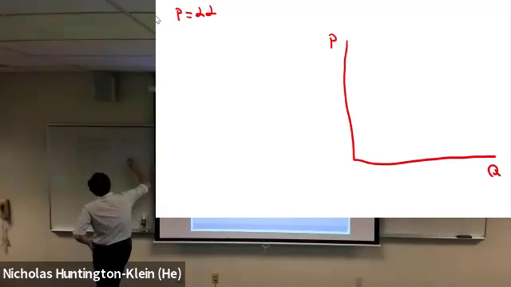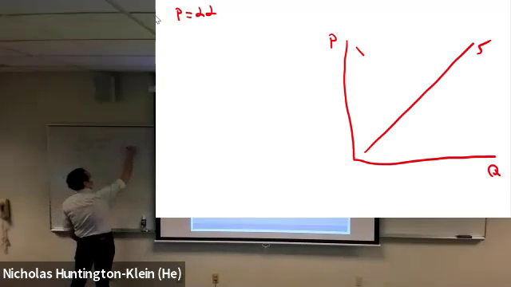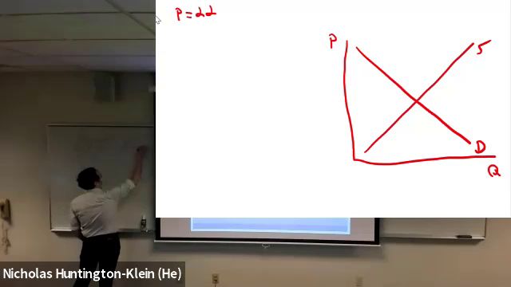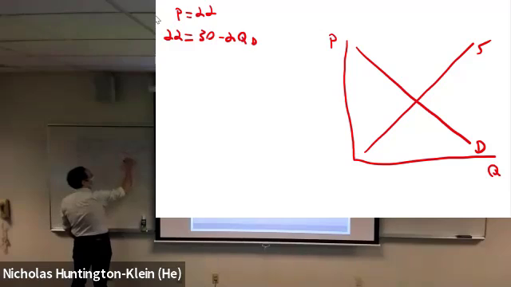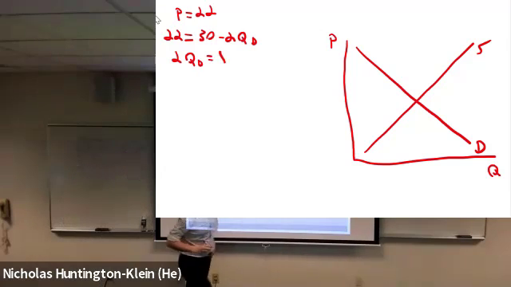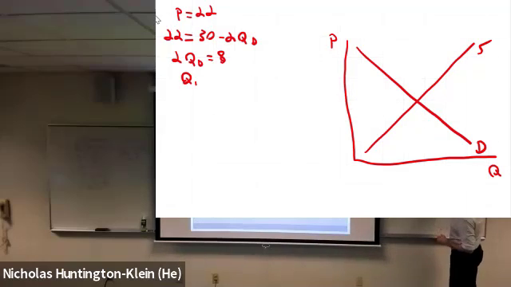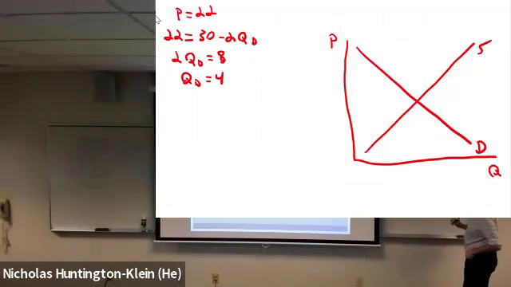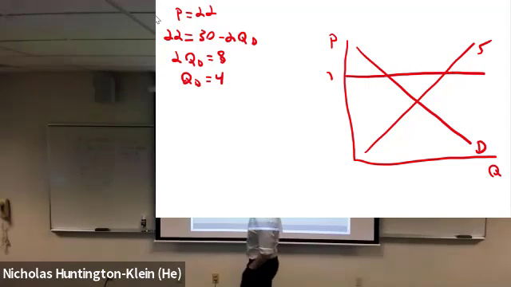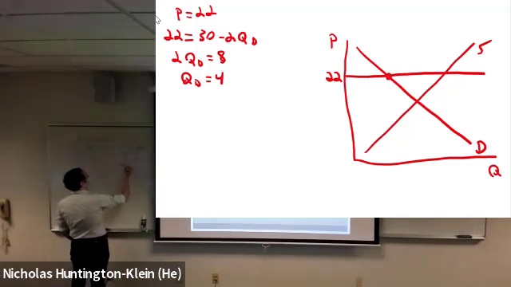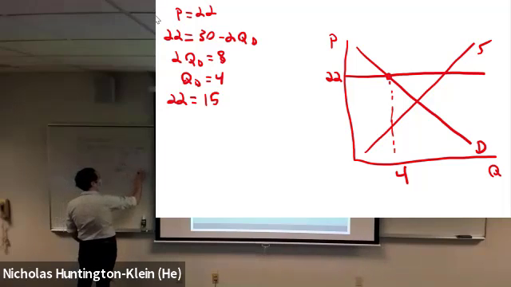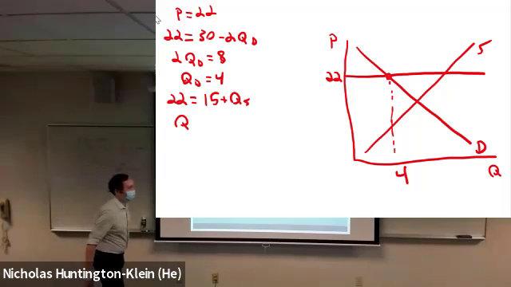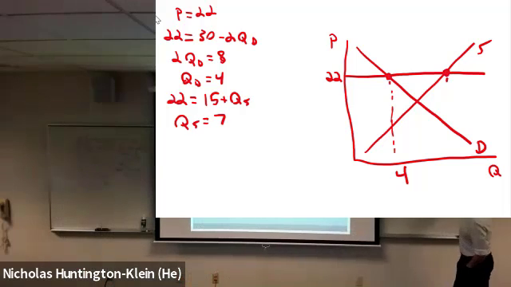Or swap those. So we got our demand, where 22 is 30 minus 2 QD. So 2 QD is 8. QD is 4. That's it right over there. That's our 4. How much quantity supplied? We get that from our supply curve. So we got 22 is 15 plus QS. QS is 7. I just have to do the same here.